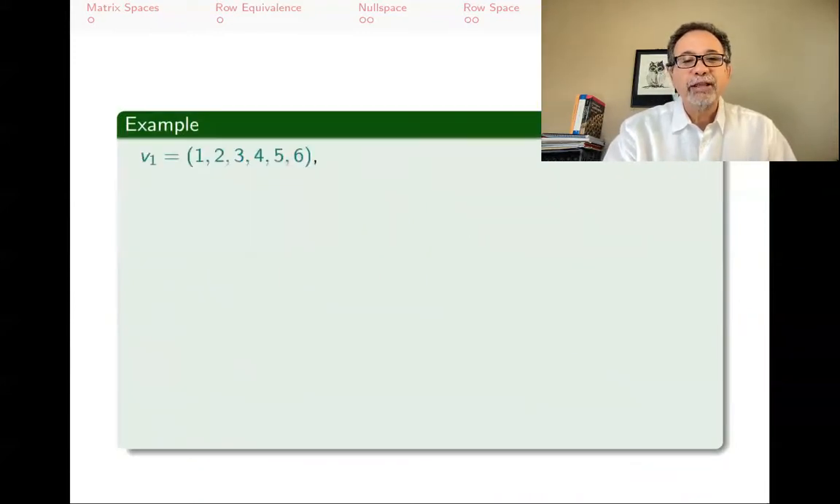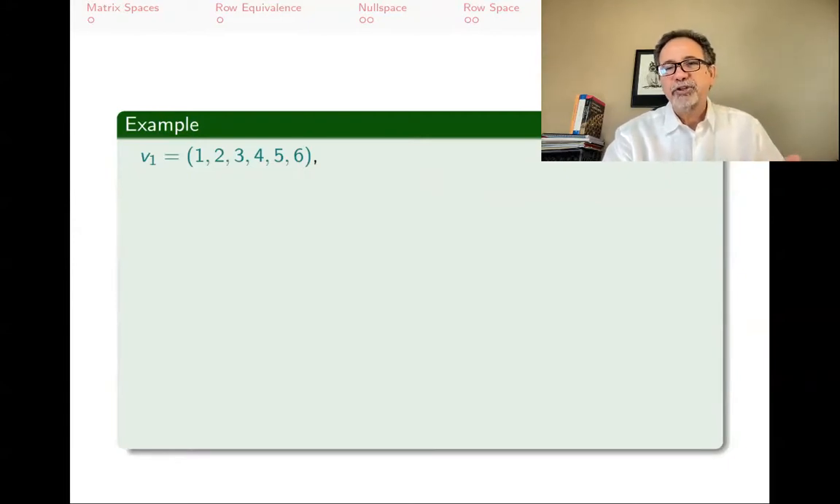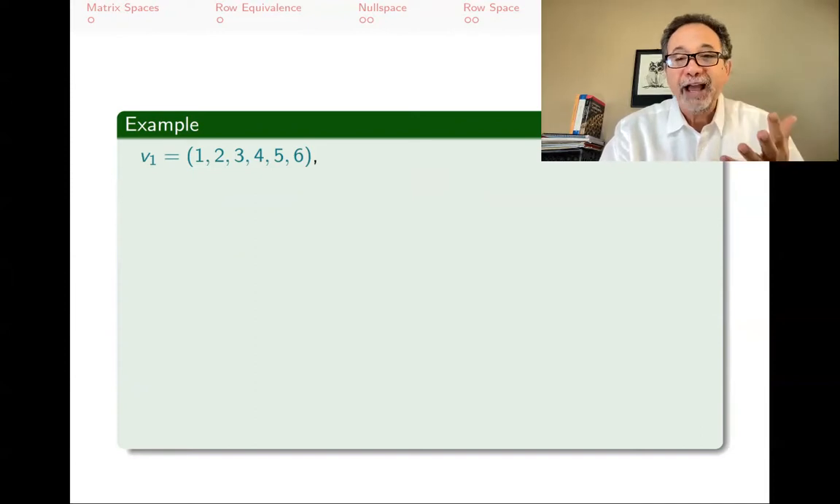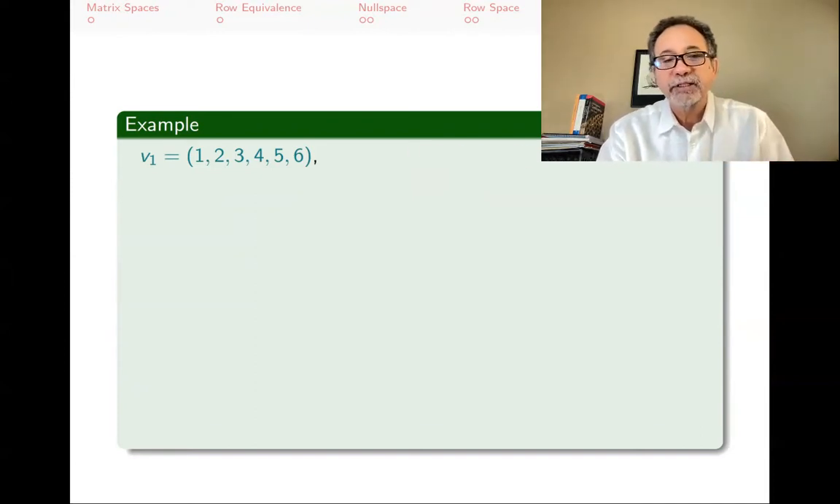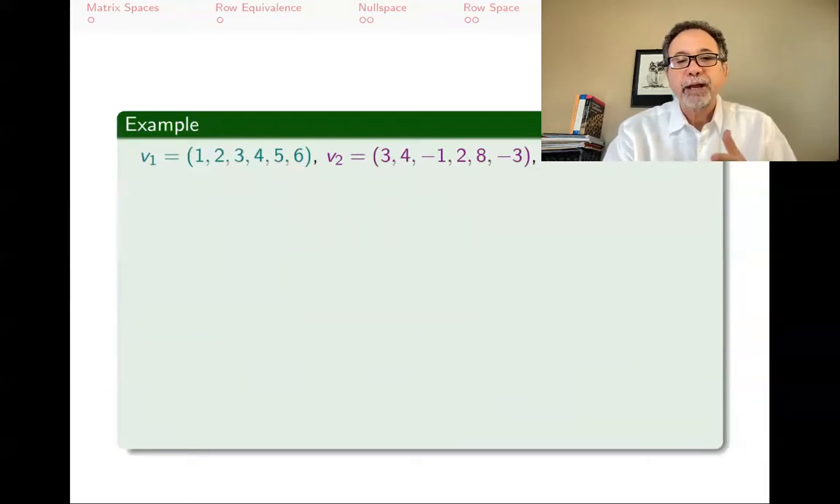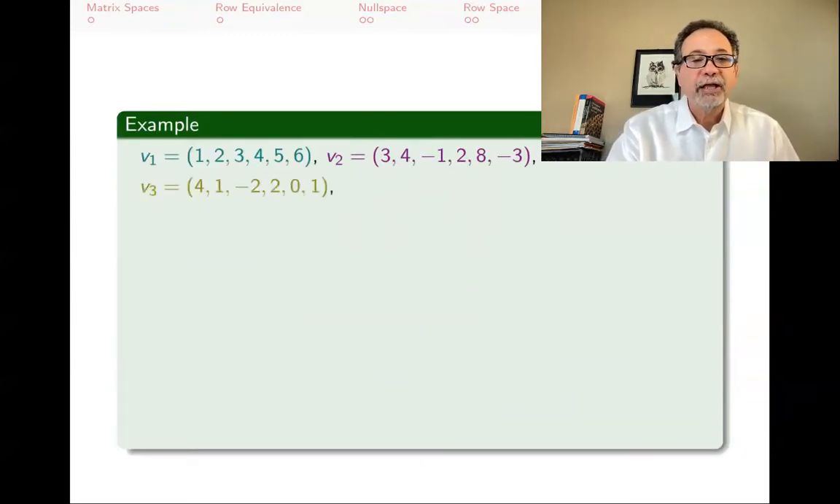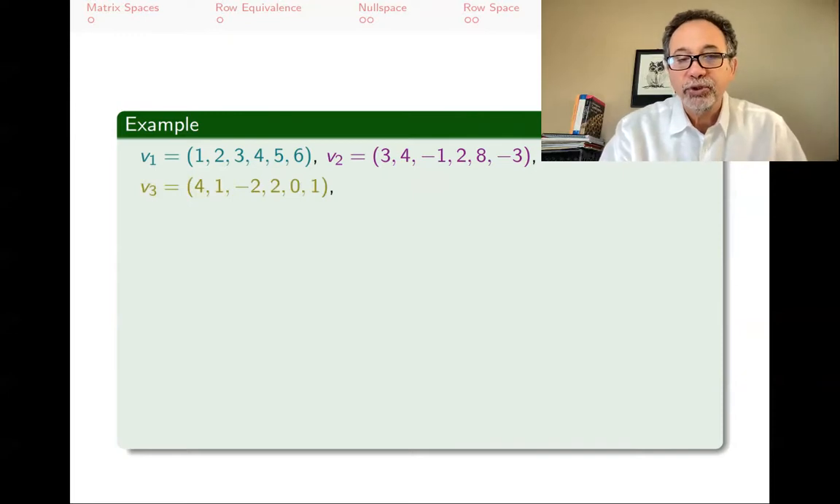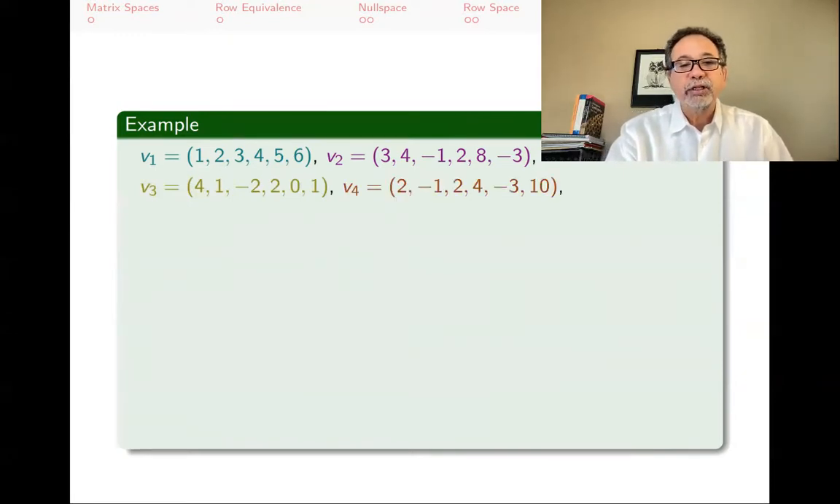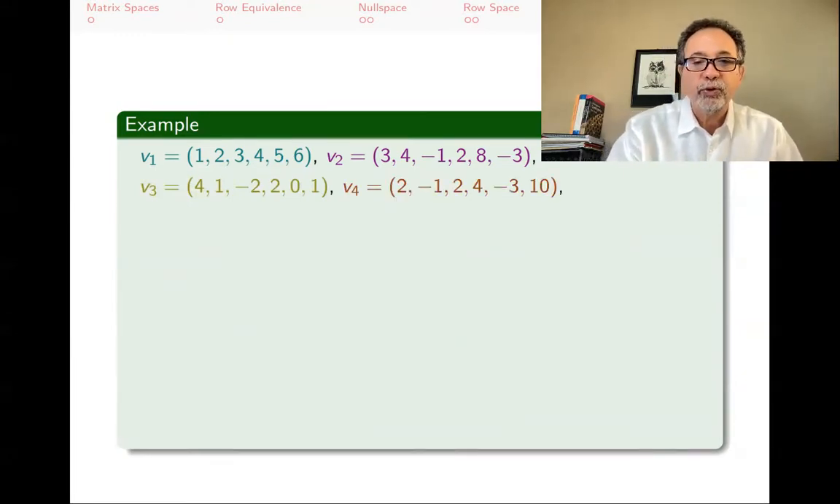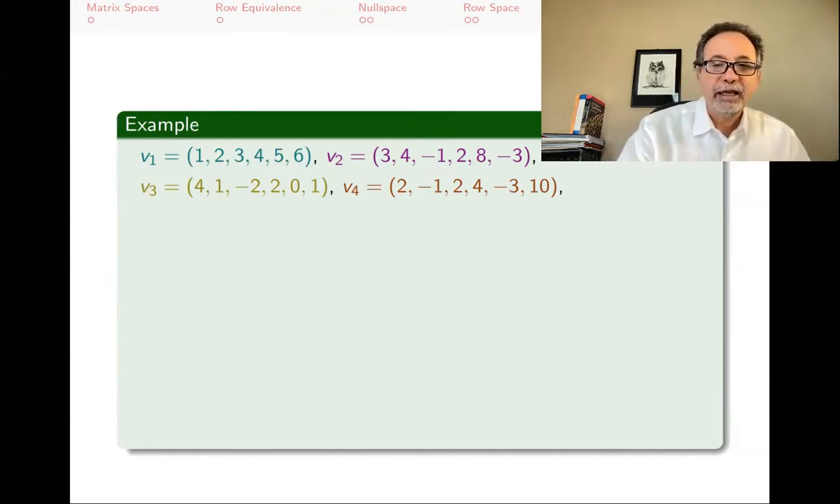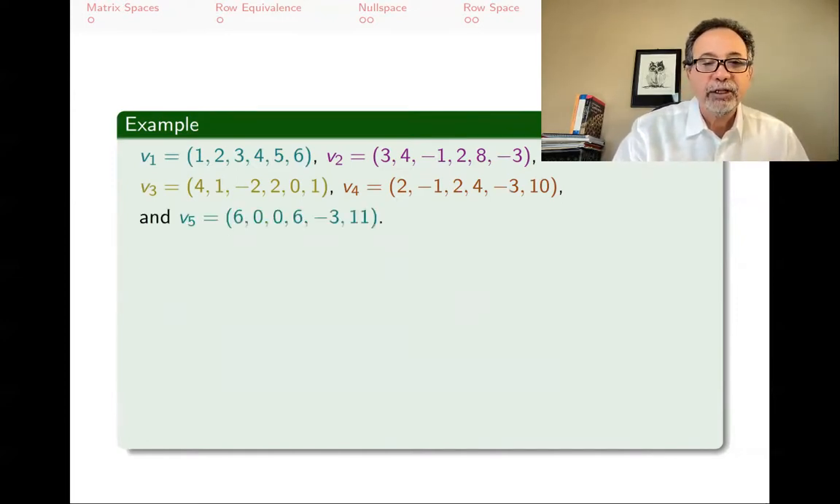Okay, so now let's do another example. I'm going to tell you a bunch of vectors. The actual numbers don't really matter. I'm going to give you 5 vectors in R6. So the first one is 1, 2, 3, 4, 5, 6. The second one is 3, 4, minus 1, 2, 8, minus 3. The third one is 4, 1, minus 2, 2, 0, 1. And the fourth one is 2, minus 1, 2, 4, minus 3, and 10, I believe. And the fifth one is 6, 0, 0, 6, minus 3, 11.